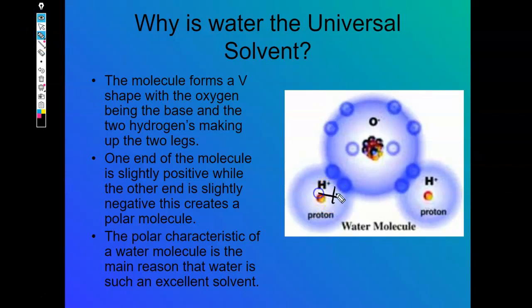So the hydrogens being your positives are going to make the water molecule have one side more positive and the other side more negative. Okay, this causes us to have a polar molecule. In your notes, you should record that water is a polar molecule because one end is slightly positive while the other end is slightly negative, or it has an uneven distribution of charge. Okay, this polar characteristic of water is the main reason that makes water such an excellent solvent, and we're going to delve into that right now.